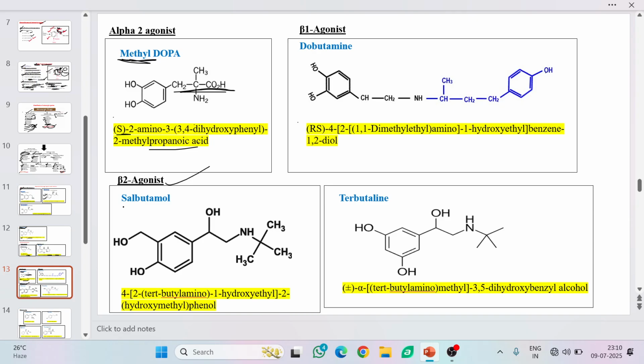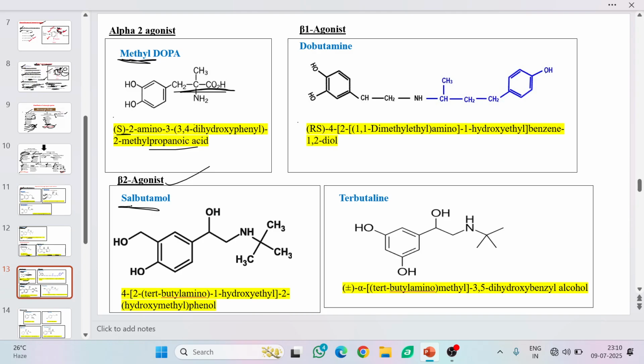Beta 2 agonist, that is salbutamol. And I already told four important beta 2 agonists. So not a structure, the names of the beta 2 agonists. Four important names of the beta 2 agonist are salbutamol, terbutaline, salmeterol and formoterol. Two are short acting, two are long acting. So remember those drugs.